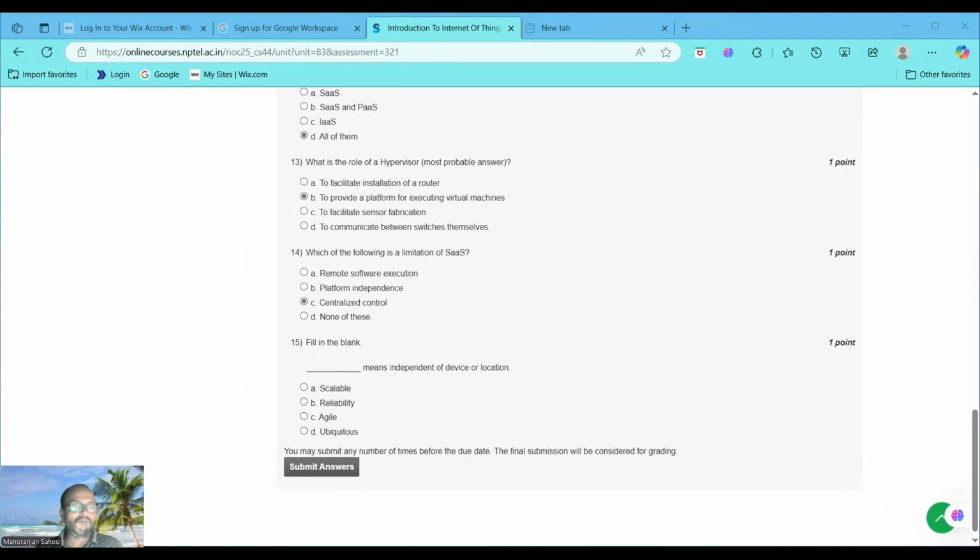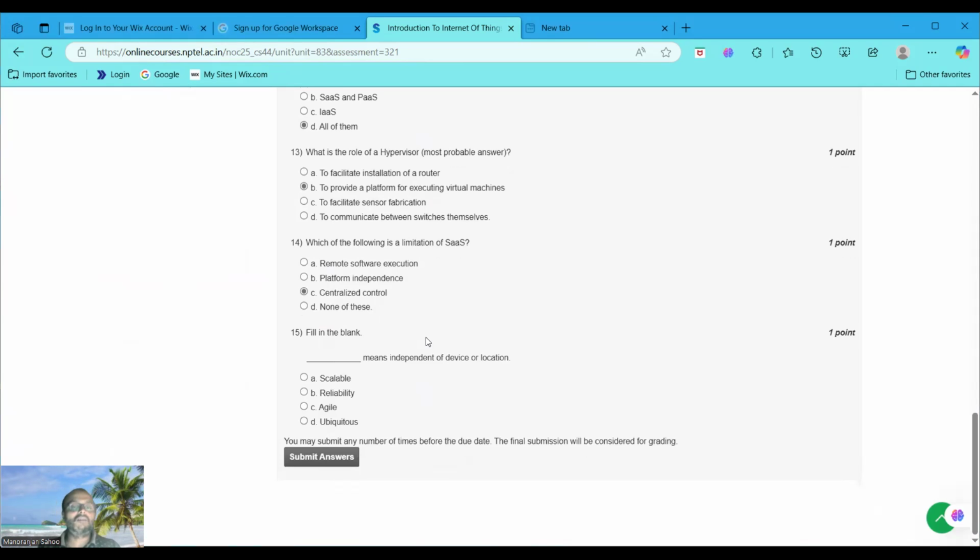Got it? Now moving to the last question, fill in the blanks. Dash means independent of a device or location. Dash means independent of a device or location, means ubiquitous. Okay. Ubiquitous means independent of a device or location. That is option D. Ubiquitous computing refers to access independent of a device or location, a key cloud computing trait.